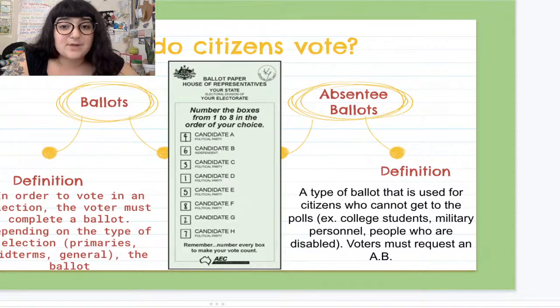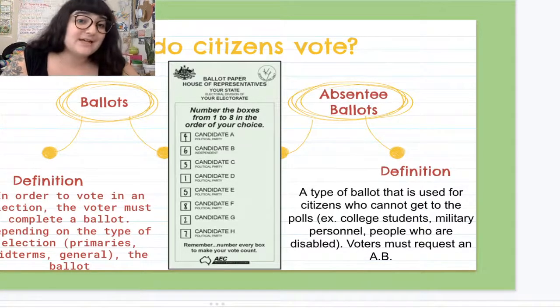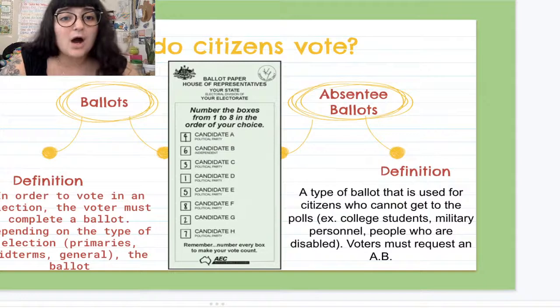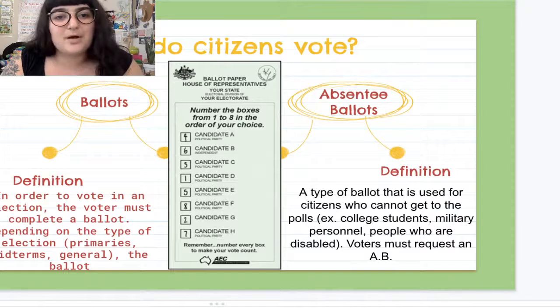Absentee ballots, we covered that, are typically for citizens who are not able to get into a polling place. This might be a college student, military personnel who are outside of the country, people who are disabled, or people who are immune compromised and are not able to leave the house right now because of COVID. Many states are sending absentee ballots because they don't want to put people in a situation where they're putting themselves at risk.